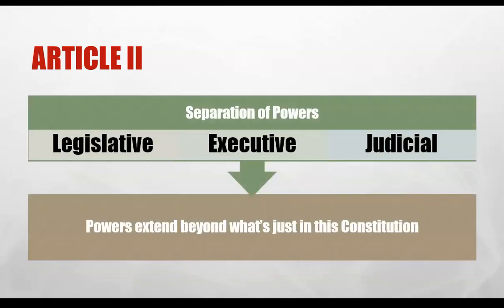All right, Article 2 is real short. All Article 2 does is it lays out the separation of powers. Just like at the federal level, in Illinois, we have a legislative branch, an executive branch, and a judicial branch. And the second part of Article 2 says that the powers of the three branches of government extend beyond what's just listed in the Constitution. They can give themselves more powers. So that's kind of like the Illinois version of the necessary and proper clause, if you will.